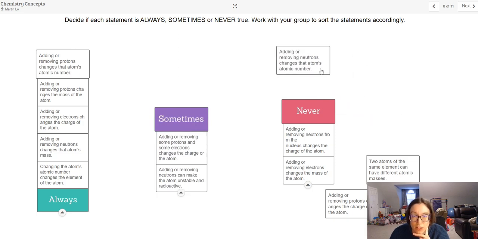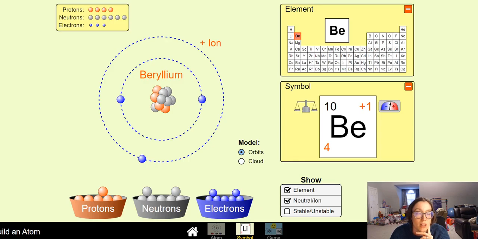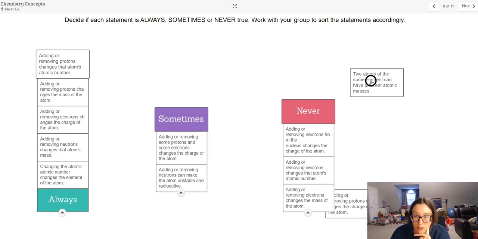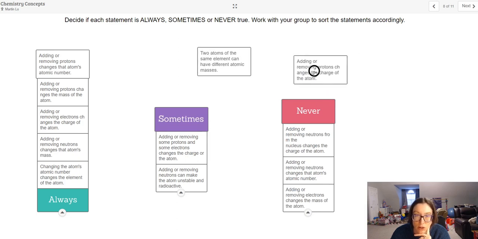Adding or removing neutrons changes the atom's atomic number. All right, so let's look. The atomic number down here is 4. If we add or remove neutrons, it does not change the atomic number, right? All right, so 2 cards left.